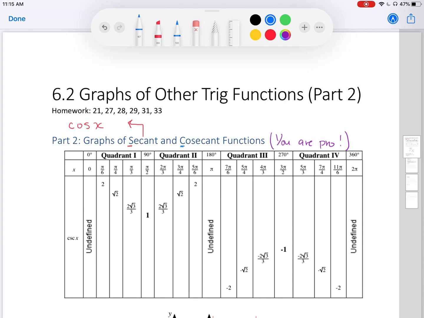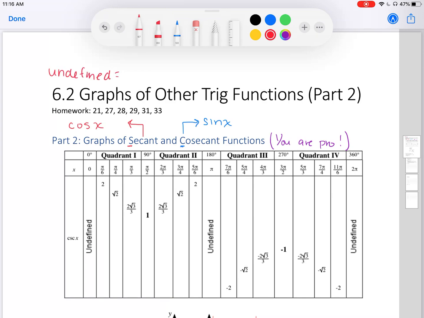If you know how to draw cosecant, it starts with the C, you can draw the one with the S, which is its reciprocal function, sine of x. So by knowing how to draw cosine and sine, you know how to draw cosecant and secant. Now, just like tangent functions, secant and cosecant have undefined values. Why do they have undefined values?